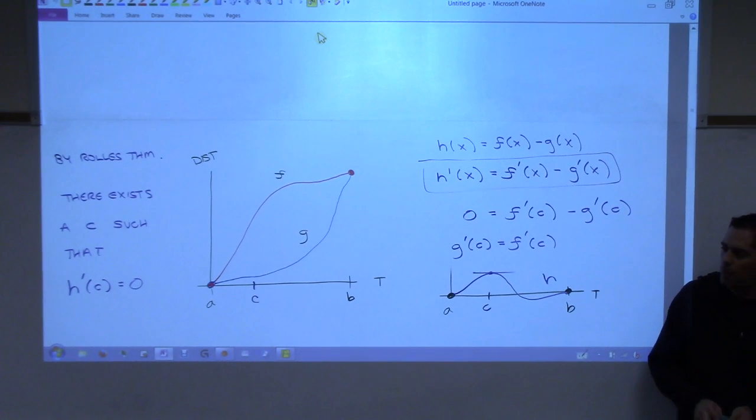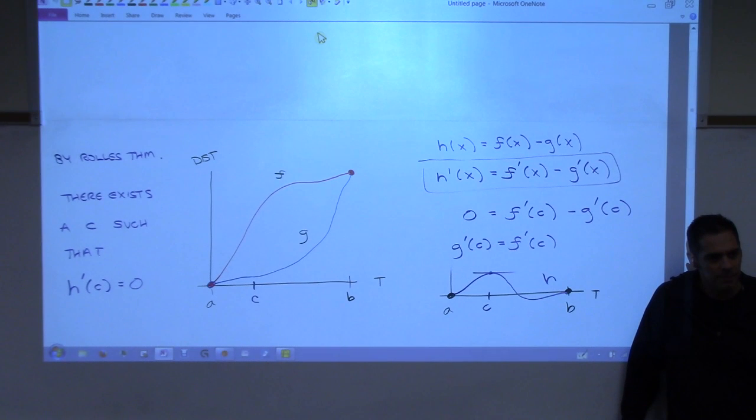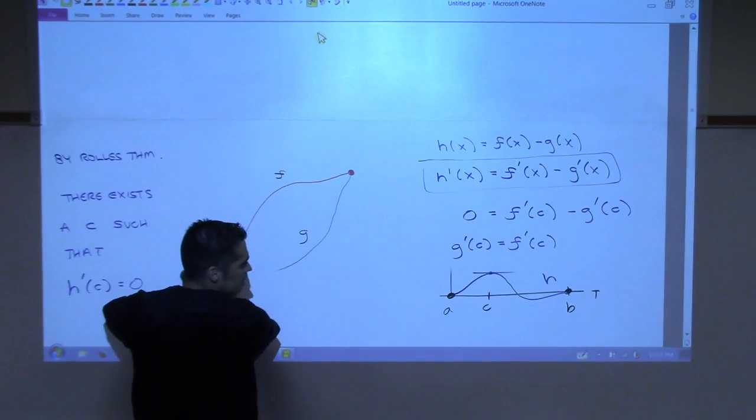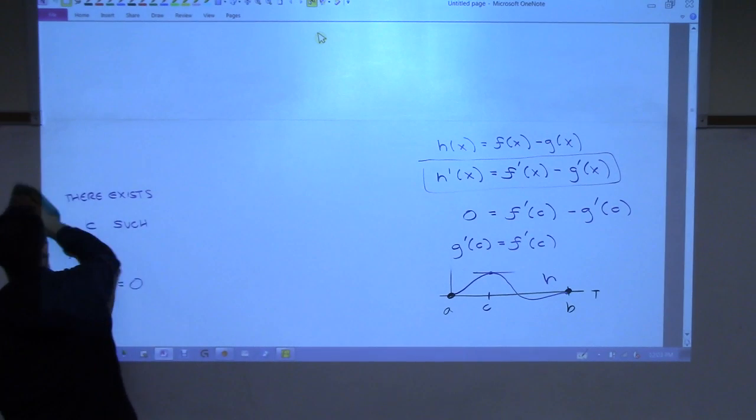And you can't, at some point, there are things that become counterintuitive. If you trust your instinct, it's not going to work. All right, we're done with the mean value theorem.